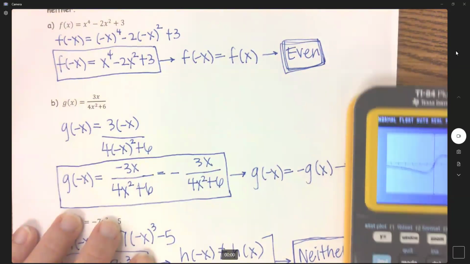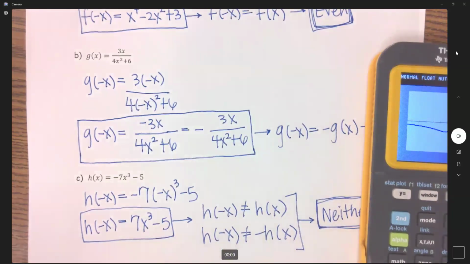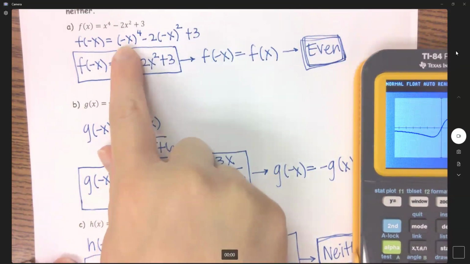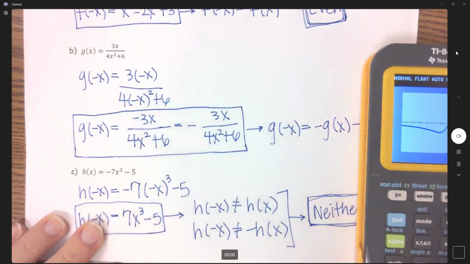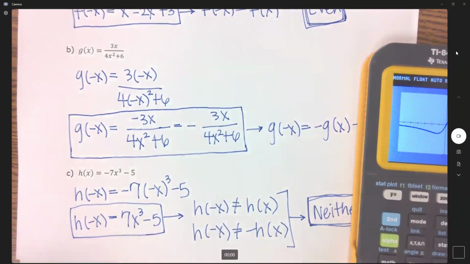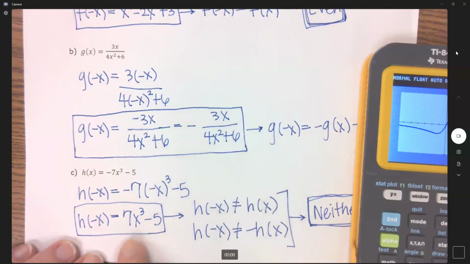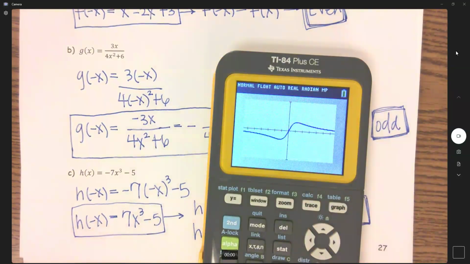So on your test, you're going to have to tell me, is it an even function, an odd function, or neither? I need to be able to see you substituting in this negative x and simplifying it correctly. But if you need help figuring out what this is telling you and what this is telling you, put it in your graph to help you figure out, is that y-axis symmetry, origin symmetry, or neither?